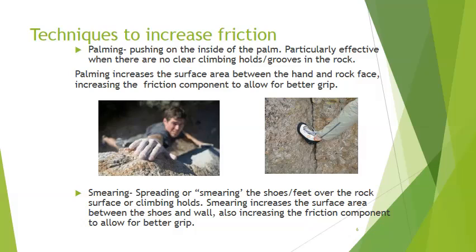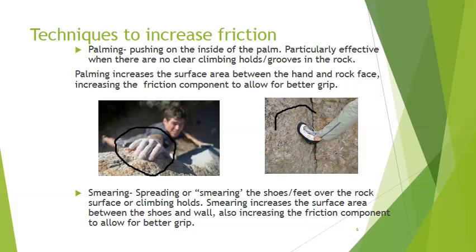So the photo on the left here shows an open grip with the palm over the surface of the rock and the climber's weight underneath it. This is a grip called palming. So pushing on the inside of the palm, it's particularly effective when there aren't any clear climbing holds or grooves in the rock, or on the wall if you're actually just using a sloping hold or part of the wall on an incline or something like that. So palming increases the surface area between the hand and the rock face, which, as we know, increases friction and will allow for better grip. Okay, this again is most effective when the climber's body weight is directly underneath the hand, because this allows the sliding action, or the attempting to slide, to actually help with that frictional force.